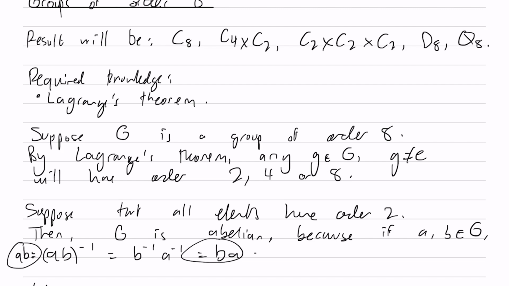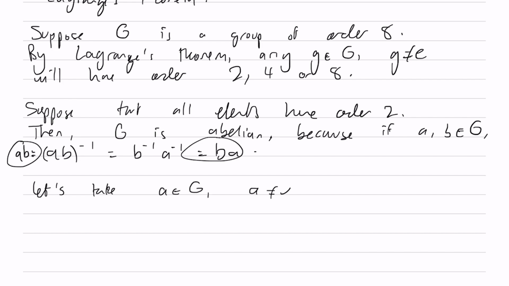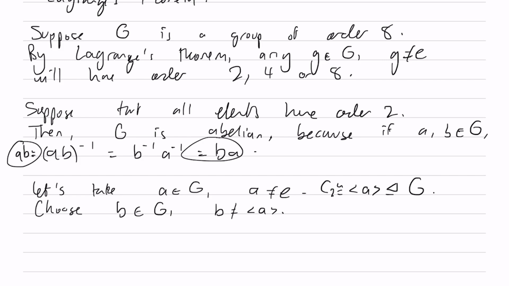So let's take A in the group that is not the identity. Well then, this subgroup is a normal subgroup, since G is abelian, and it's isomorphic to the cyclic group of order 2. Let's choose B in the group such that B is not in this cyclic subgroup. So B is not the identity or A. Then the subgroup generated by A and B is going to be the set: the identity, A, B, and AB.